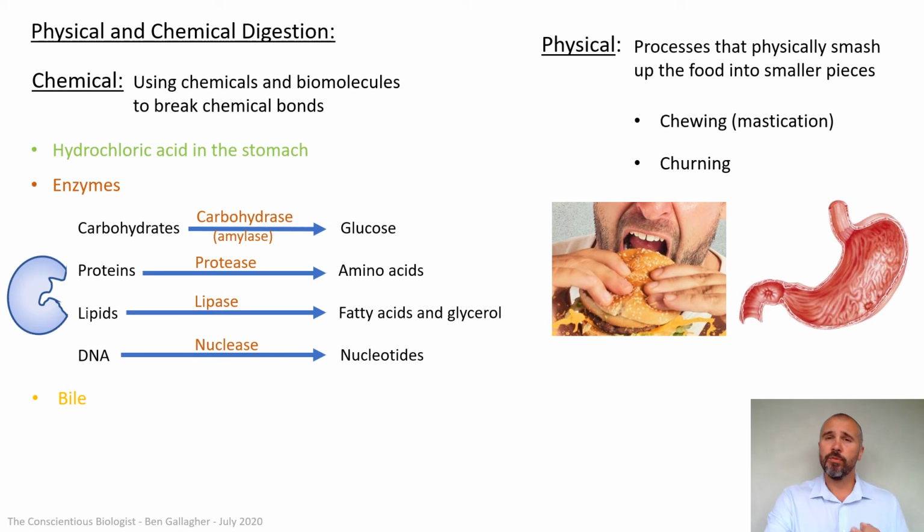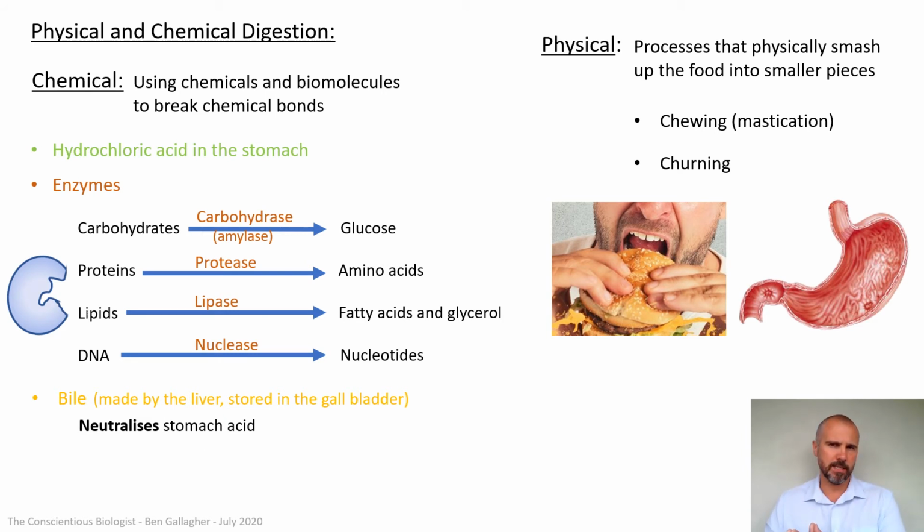Moving on from there, we've got another chemical, which is bile. Now, bile is produced by the liver and it's stored in the gallbladder. Bile is a really important one in chemical digestion. It does two major jobs. The first job that it does is it neutralizes the stomach acid. There's two really important reasons for that. The first reason should be quite obvious.